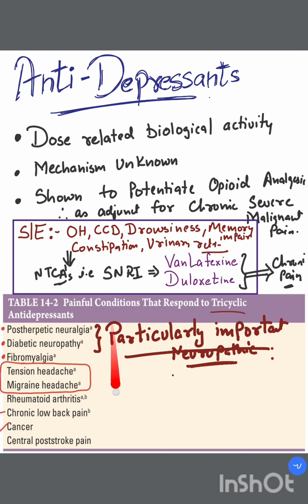So this is the list of conditions in which we must prescribe these antidepressant drugs and will have an excellent response, such as post-herpetic neuralgia, diabetic neuropathy, fibromyalgia, tension headache, migraine headache, rheumatoid arthritis, chronic low back pain, cancer, and central post-stroke pain.